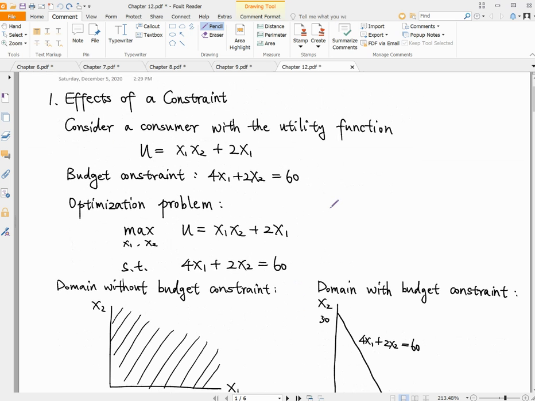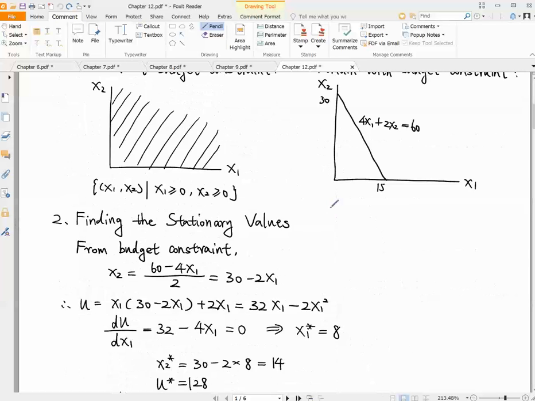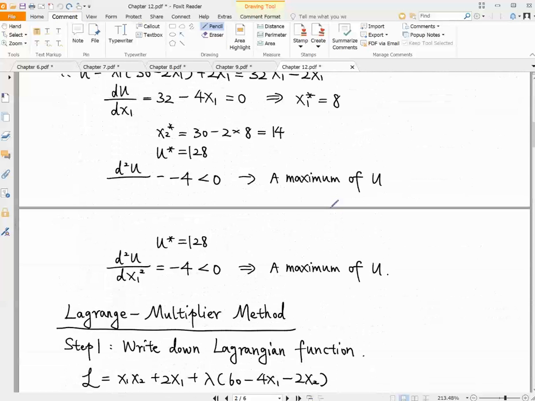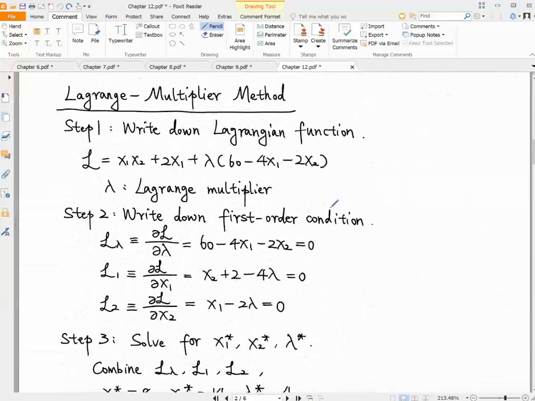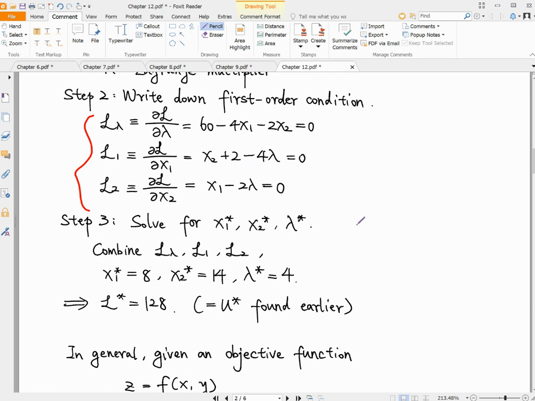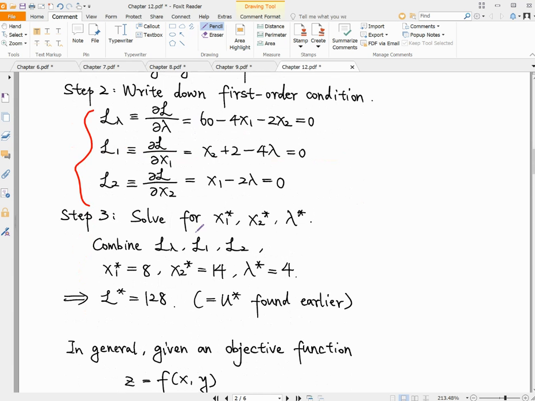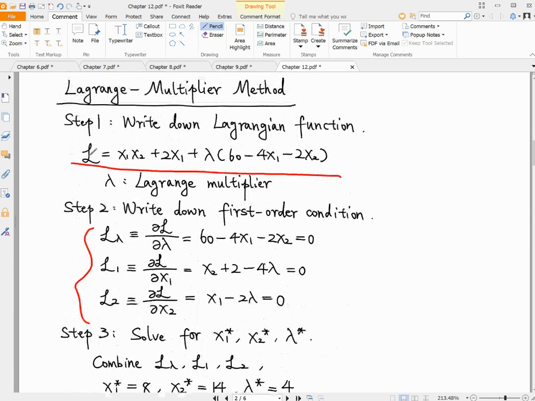And then for the last chapter, the most important thing is that you need to be able to write down the Lagrangian function, right? So if I give you an optimization problem, then you should be able to write down the Lagrangian function and solve it, right? Solve it by writing down the first order conditions and then solving for the parameters here. I mean, from step 1 to step 3, you need to know all of them.